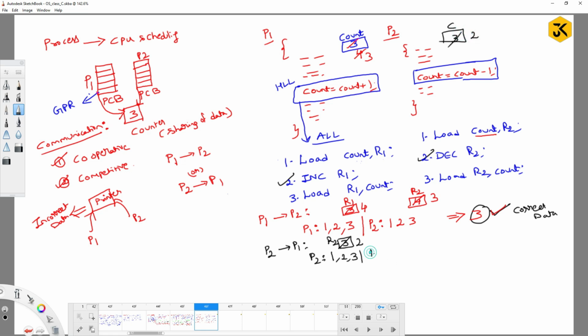Okay. Next, P1 got the chance, 1, 2, 3 executed, and R1 contains what value now? 2, incremented by 1, 3, right? That will update on the count variable again, which will be 3, right? Finally, you got the data 3, right? Which means it is again a correct data. What is the meaning of this one? With this explanation, I can say that when two processes are cooperative with each other, definitely you are going to get always the same data, and that too it will be a kind of correct data.